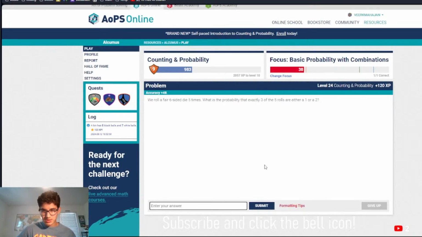Okay, so this is where it gets a bit harder, but it's fine. Six-sided die, so a regular die. You roll it 5 times. What's the probability that exactly three of the rolls are either a one or a two? And we don't really care about the order, right?